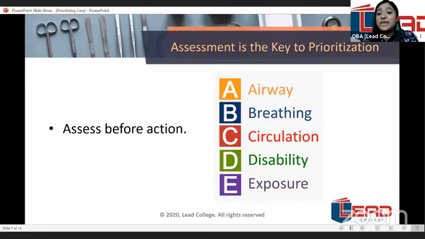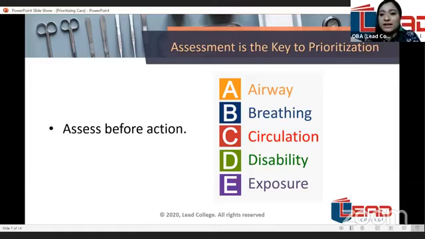Then, before you take any action, always remember the first thing that you learned in your nursing school: assessment in the nursing process. So assessment before taking any kind of action. Okay. And always remember your A, B, C, D, E. I need not explain this in detail.